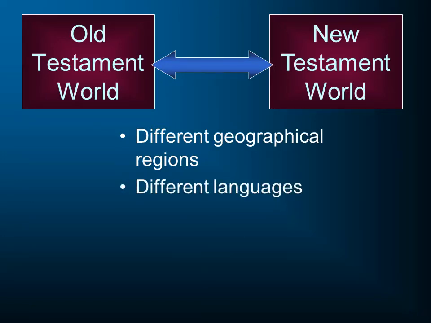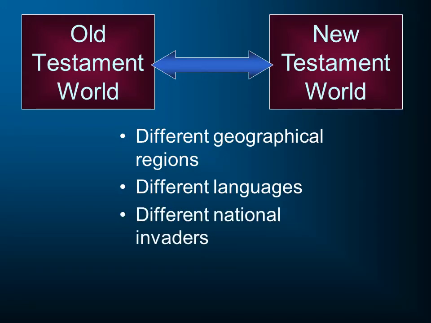There are different languages involved. The Old Testament is written primarily in Hebrew. There are a few chapters in Daniel that have some Aramaic. The New Testament is written in Greek, and even though Aramaic was still a common language in the Middle East, it is now Greek that so often is the official language, so that all our earliest manuscripts, our earliest copies of the New Testament, are all written in Greek.